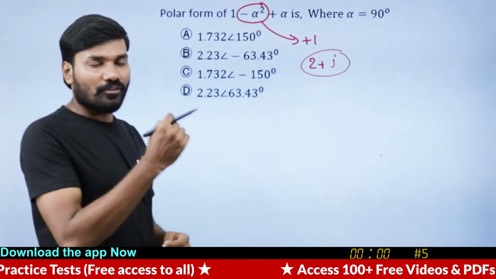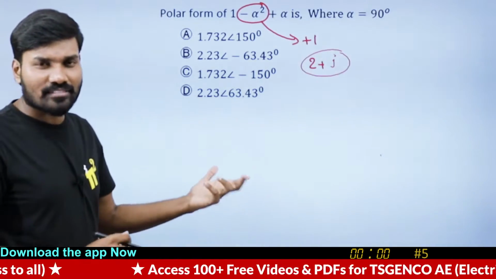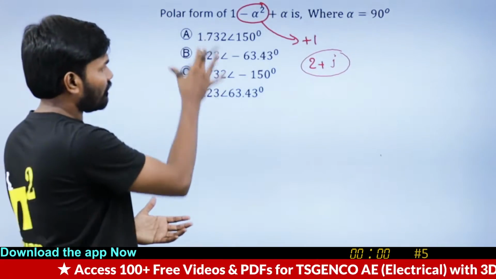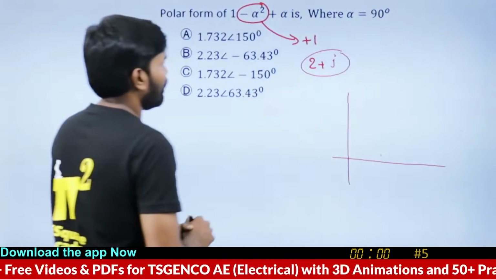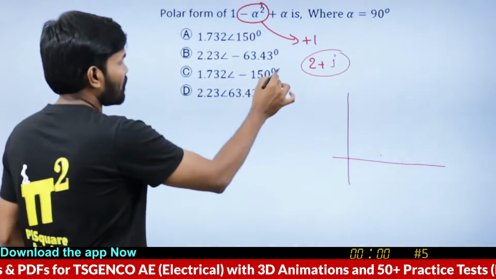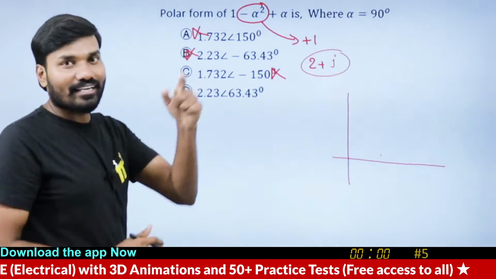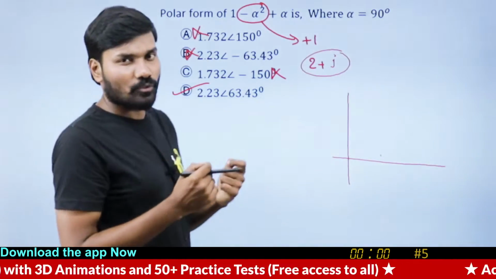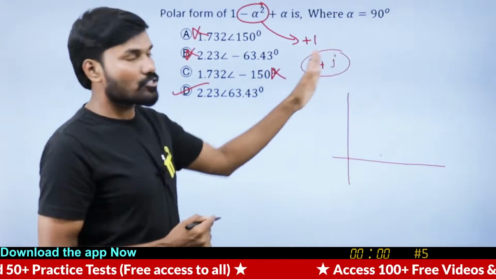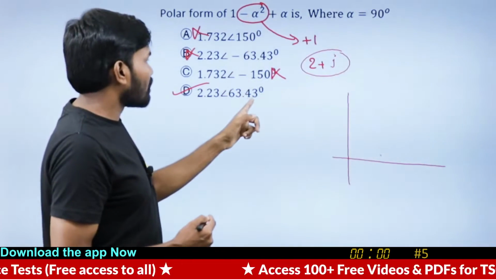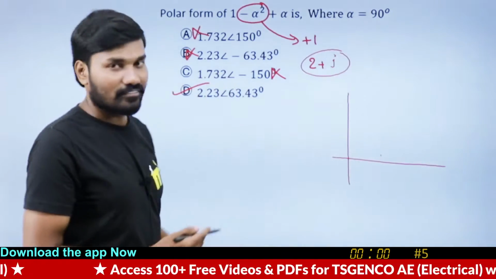You don't need a calculator. Why do you need a calculator for finding out angles and all? But just by looking at this, 2 plus j comes in the first quadrant. So this is wrong answer. This is wrong answer. The only right answer is this, because without doing any math, without touching a calculator, you could do that. Because it is in the first quadrant. And out of all these phasors, these are the only phasors which can be located in the first quadrant. So this is the only answer.